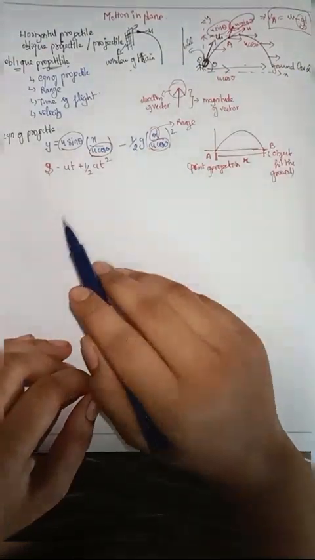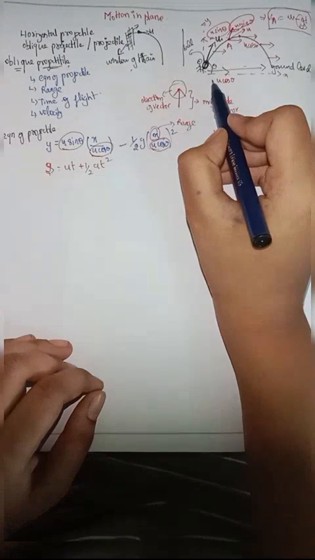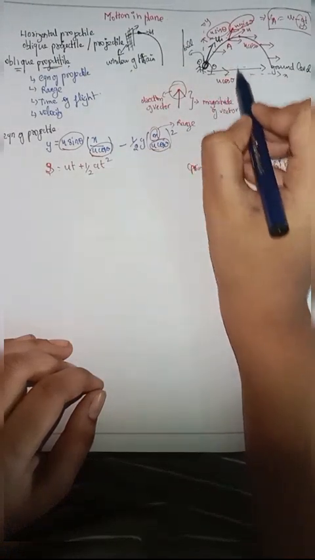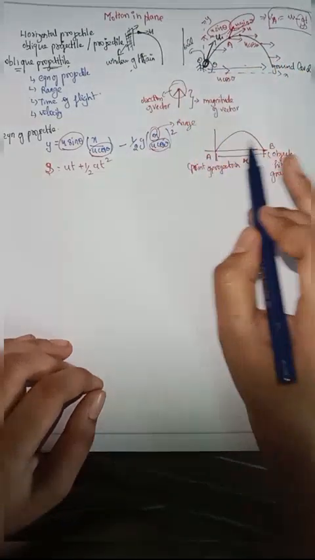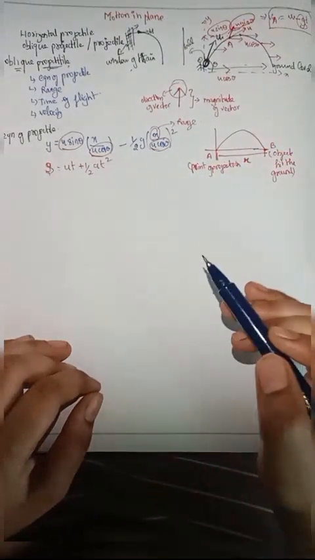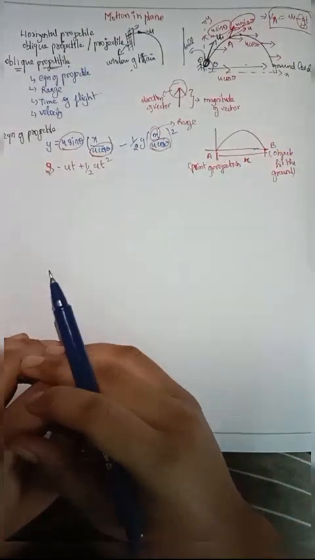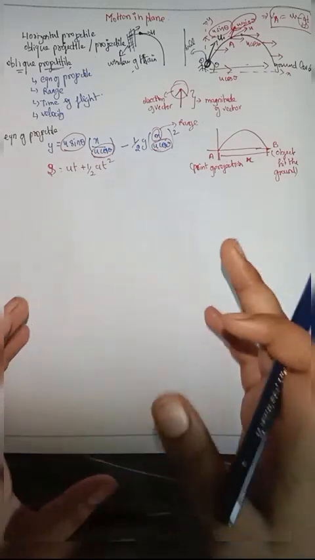In the horizontal direction there is no acceleration, which means the horizontal velocity remains constant at any point of the projectile. It does not depend upon gravity, but the vertical direction does. If you consider the horizontal direction, there is no acceleration. You may ask a question now: how can you say there is no acceleration in the horizontal direction? See, the basic concept of vector.